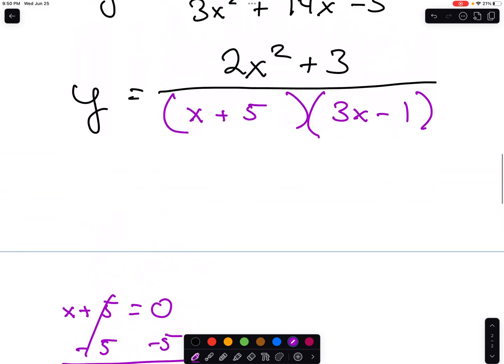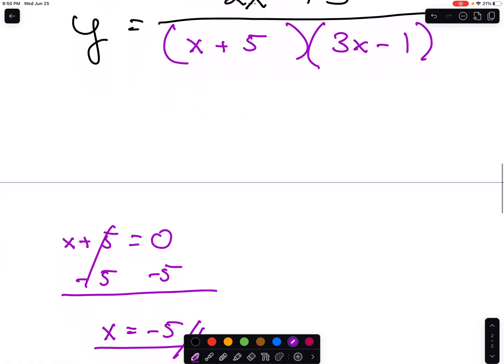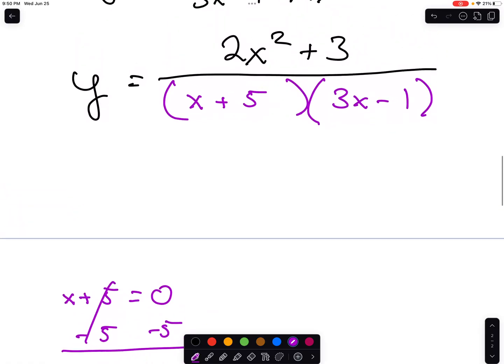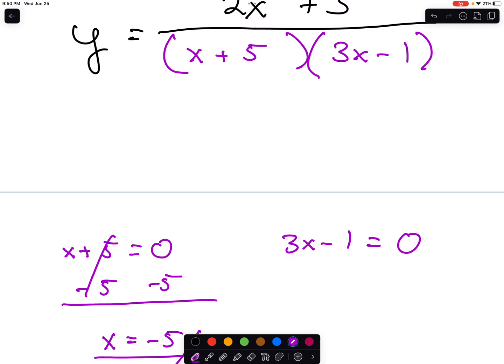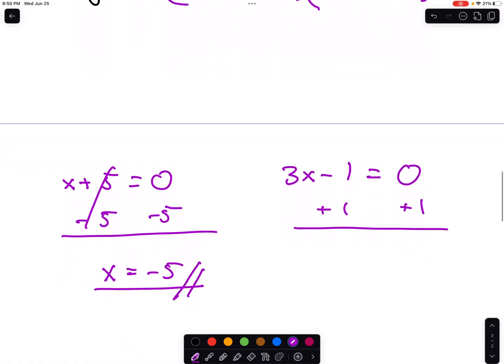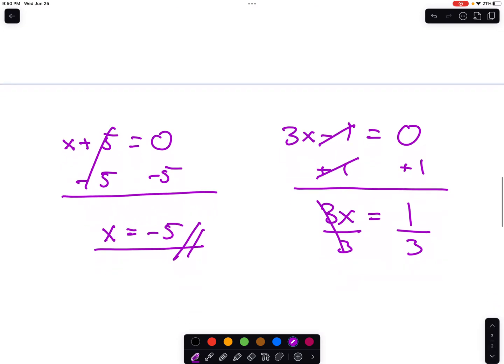We also need to make sure that when x is -5, it doesn't also give us a 0 in the numerator. Same thing for the other factor. We have this 3x minus 1. We set it equal to 0. We add 1 to both sides of the equal sign. This adds to 0. Equal sign comes down. Divide both sides by 3. So x equals a third.